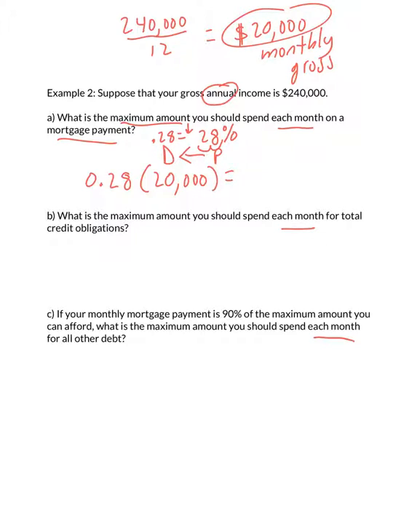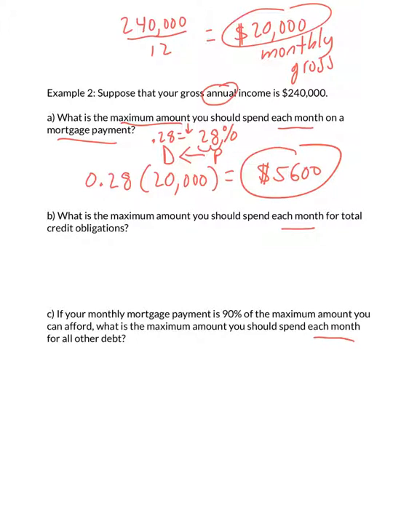So as long as we know that we're always going to use 28% when it asks for the maximum amount on a mortgage payment, we multiply it by the monthly gross is all we do every time. Just simple multiplication. When you multiply 0.28 times 20,000, you're going to get 5,600. So based on their income, they can spend up to $5,600 a month on a mortgage payment.